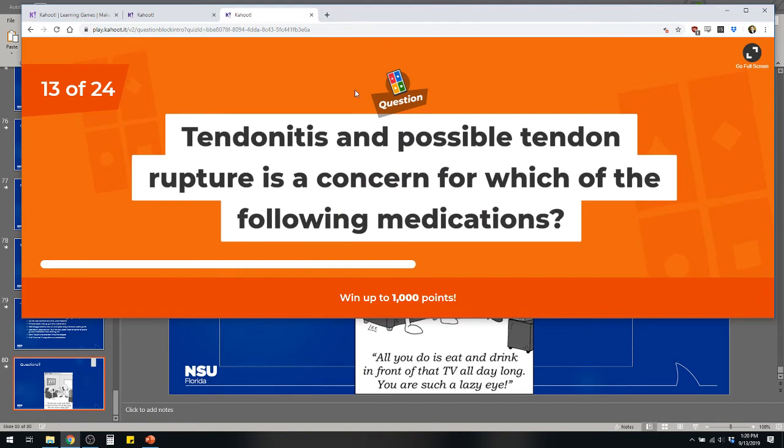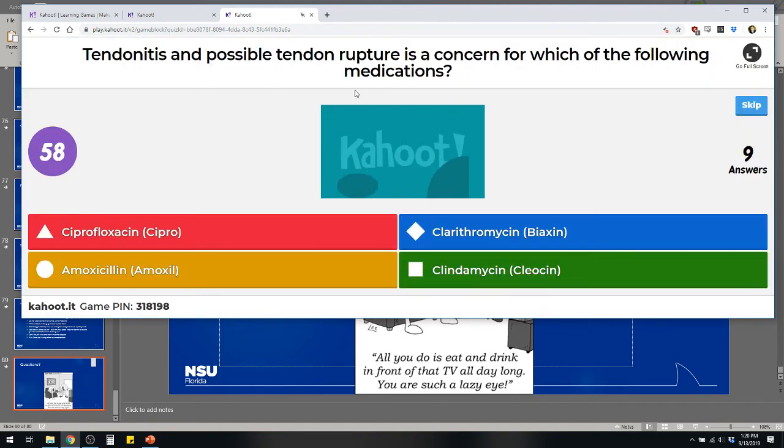Tendonitis and possible tendon rupture is a concern for which of the following medications? Ciprofloxacin, clarithromycin, amoxicillin, or clindamycin? What type of patients does it happen more often in? Kids, right? Less than 18, typically.